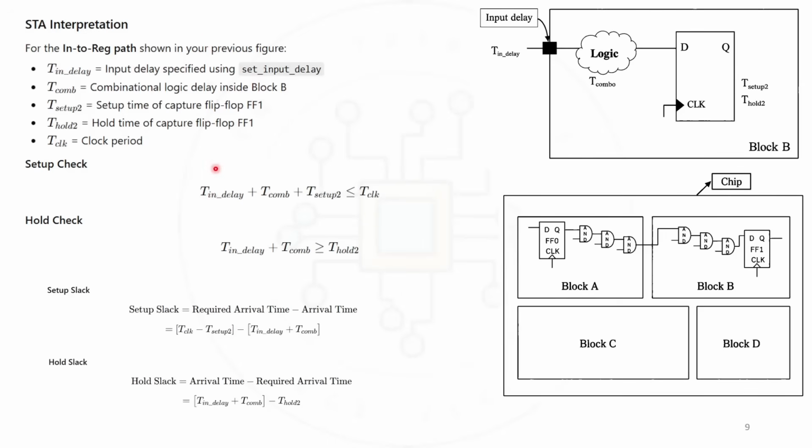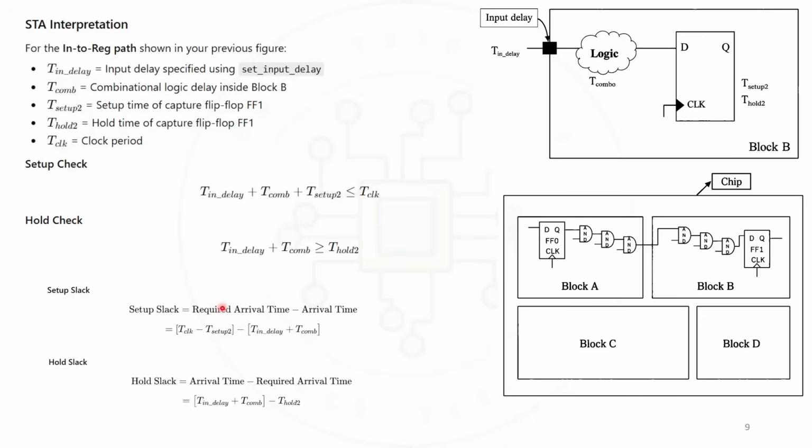And coming to the naming convention. As of now I picked only block B, which is input to register. Here this is called input delay, which is specified using set input delay, and T combo is nothing but a combinational logic delay inside block B. Setup is the setup time of the capture flip-flop, flip-flop 1, and the hold time will also be present within this. These setup and hold values we get from the .lib, whereas T clock is the total time period.